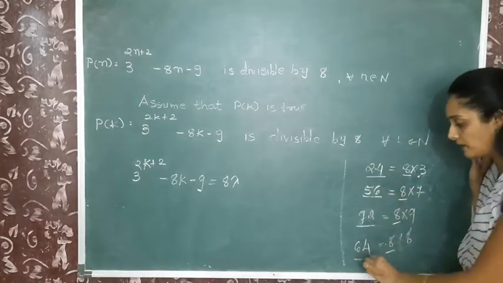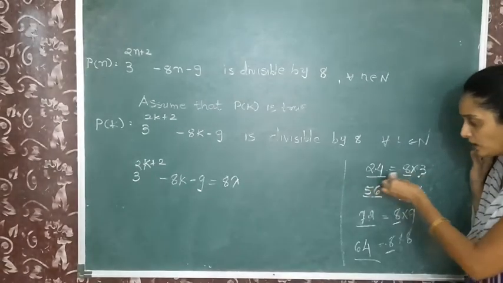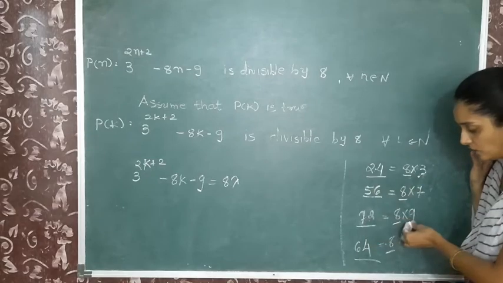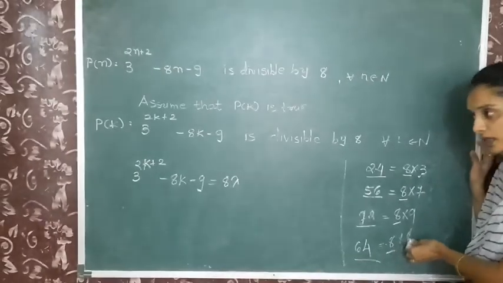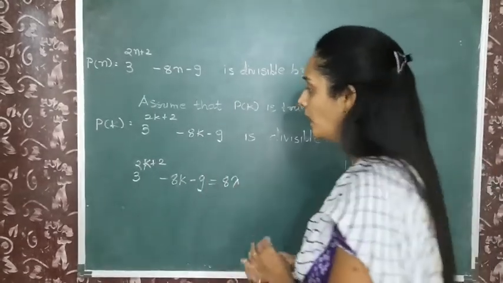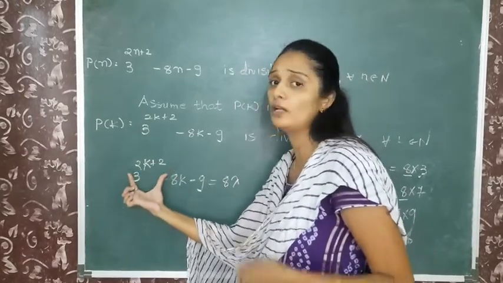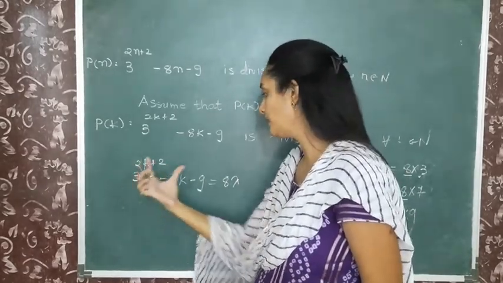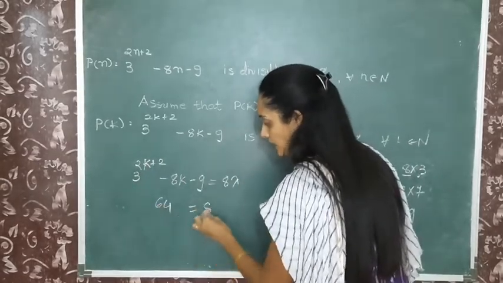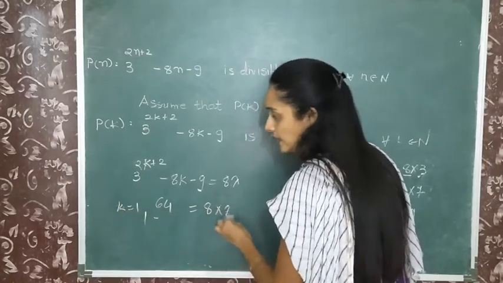That means one factor of all these numbers is 8. For 24 the other factor is 3, for 56 it is 7, for 72 it is 9 and for 64 it is 8. That's why here we can write 8 lambda. That means if we replace k with some value, maybe k equals 1, we get 64 here. So here we can write 8 into 8. That means for k equals 1, lambda is 8.